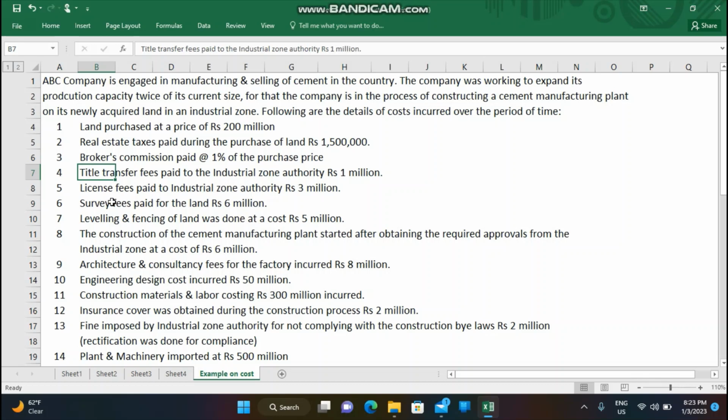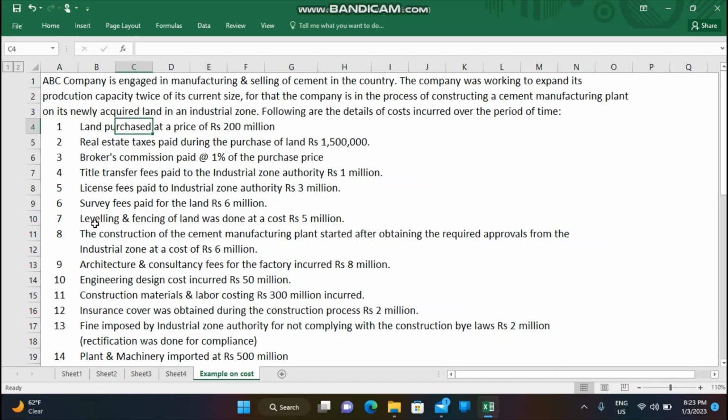License fees paid to Industrial Zone Authority rupees 3 million. So there are multiple transactions as we are going through it, and it seems that all these transactions are relating to the purchase of land. So number five is license fees paid to the Industrial Zone Authority rupees 3 million. Number six is survey fees paid for the land rupees 6 million. And number seven is leveling and fencing of land was done at a cost of rupees 5 million. So far we have seen many transactions, and it seems that these are all related to the acquisition of land.